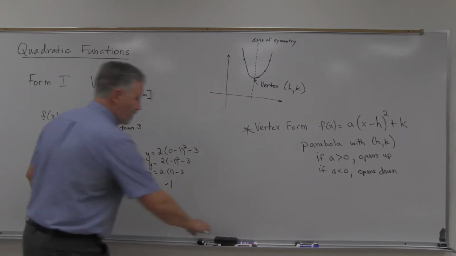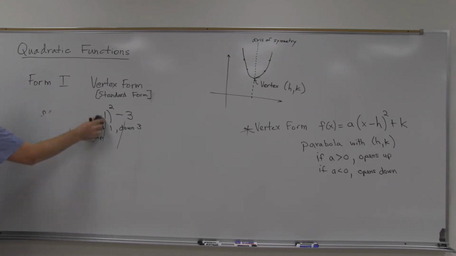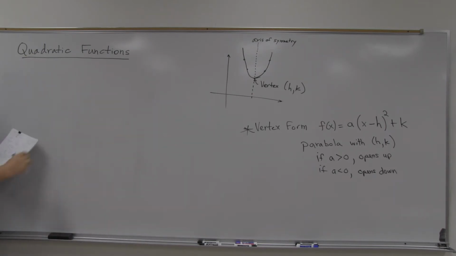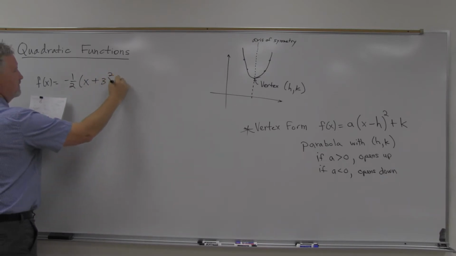Okay, so let's go all the way through one, now that we know all this stuff. Maybe do a couple of them, and then we'll talk about the other form. Any other question? Good on that? All right, so f of x equals negative 1/2 (x plus 3) squared plus 5.